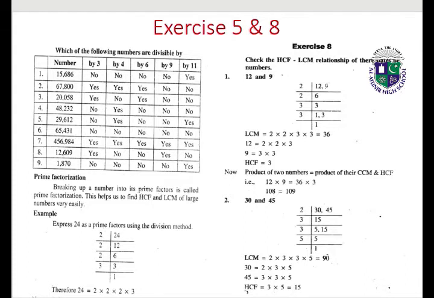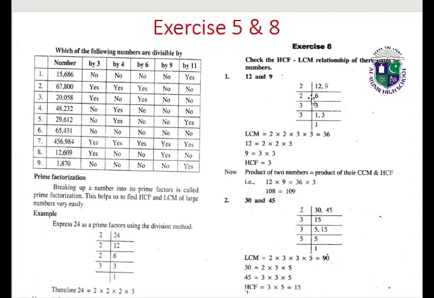Exercise 8. Find the HCF and LCM relationship of the pairs of numbers 12 and 9. 2 sixes are 12; 9: 2 threes are 6, 3 ones are 3, 3 threes are 9, 3 ones are 3. LCM is 2 multiplied by 2, 3 multiplied by 3, equal to 36. Highest common factor 3 and LCM 36.